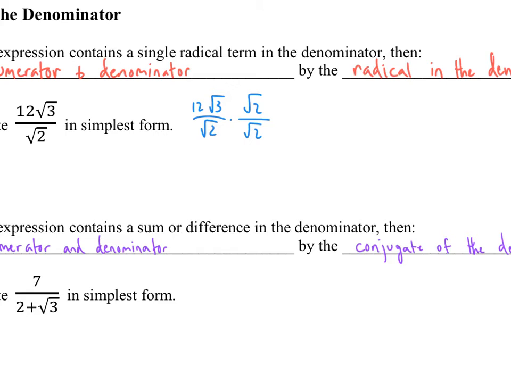So we want to get that square root of 2 out of the bottom and replace it with just a plain old 2. So square root of 2 times square root of 2 is 2. On the top, we get 12. There's just a 1 right here. So 12 times 1 is just going to be 12. And then square root of 3 times the square root of 2 is the square root of 6.